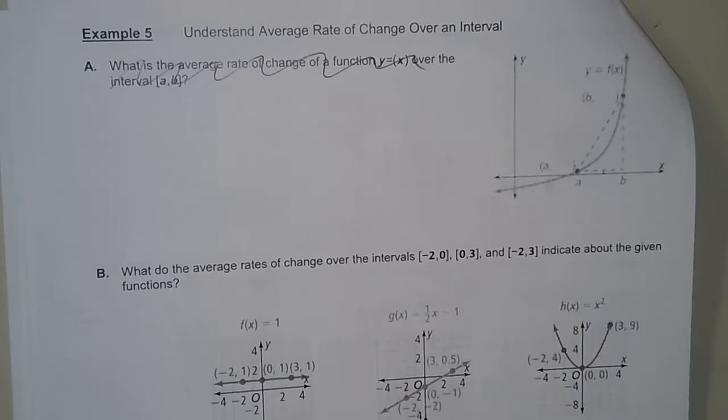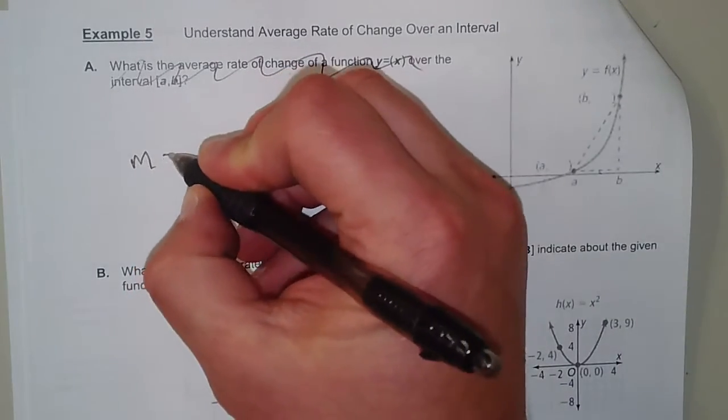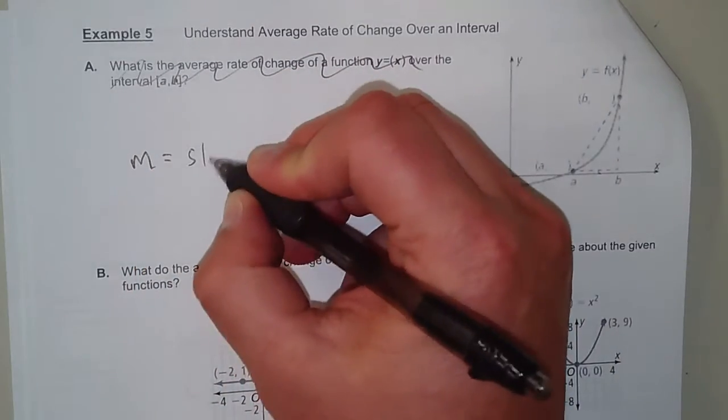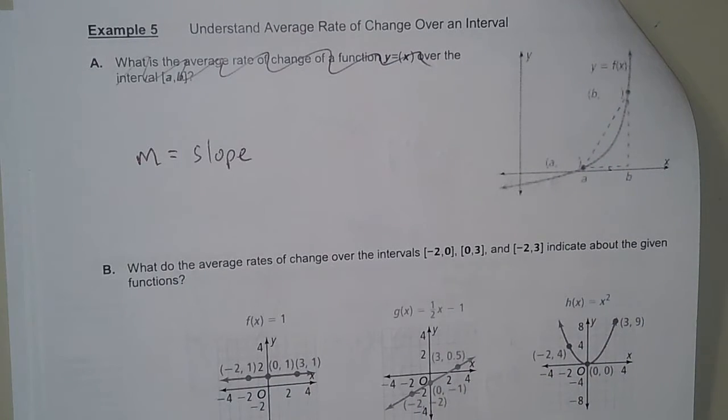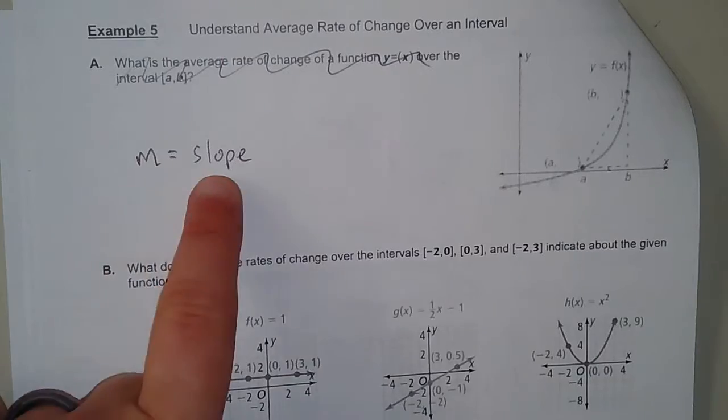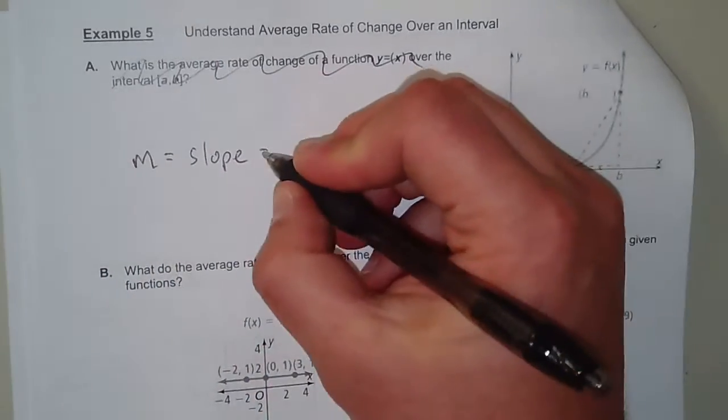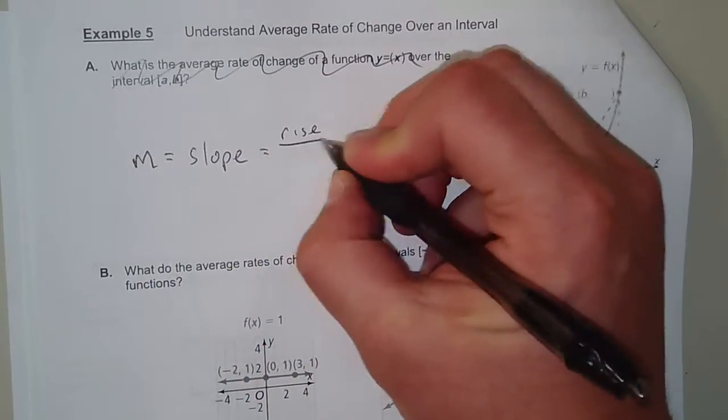So the letter we use for rate of change, this is probably going to look familiar, is M. We also refer to it as slope. You probably spent a lot of time in Algebra 1 talking about slope. So M is the letter we use for it. We call it slope. Another way to think of it is rise over run.